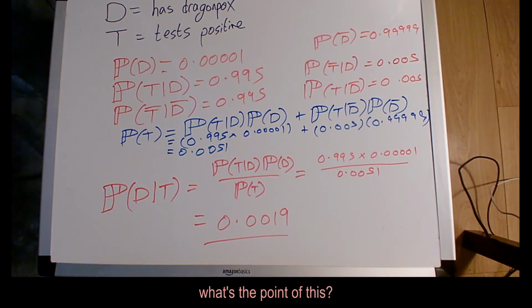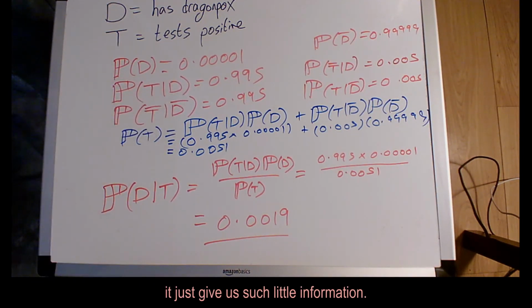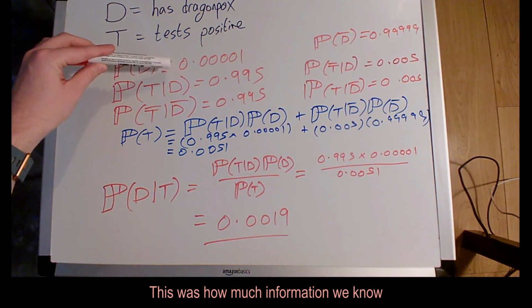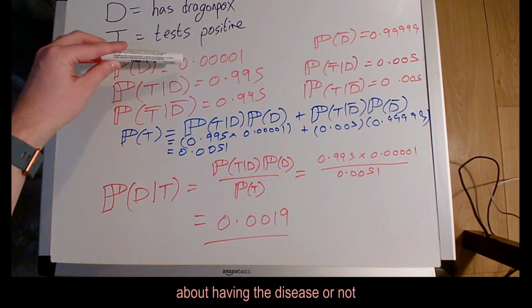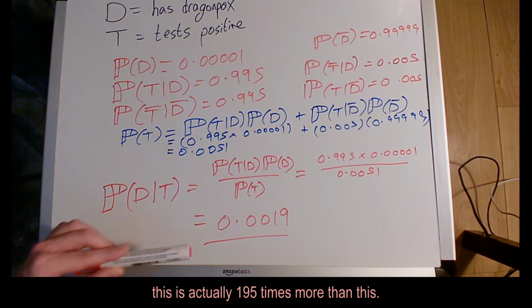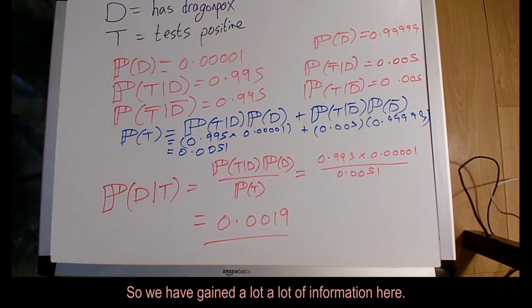And you might think, well, what's the point of this? What's the point in having this test if it gives us such little information? It's really, really accurate. It just gives us such little information. Well, what did we know before having the test? This was how much information we knew about having the disease or not. After having the test, this is how much information we've got. This is actually 195 times more than this. So we have gained a lot of information here.